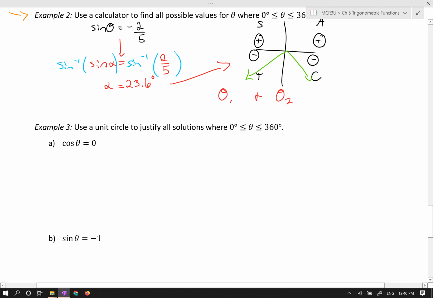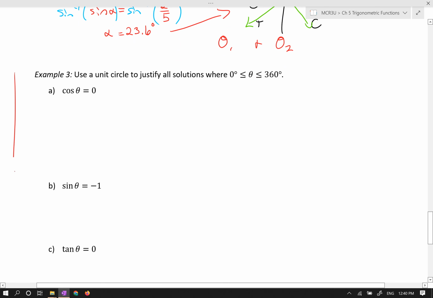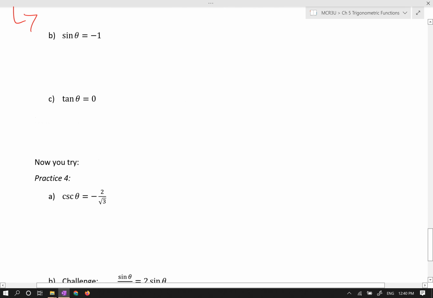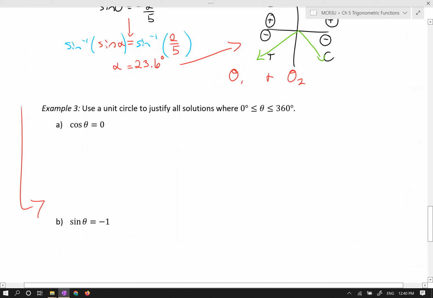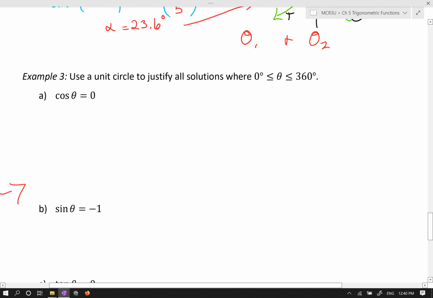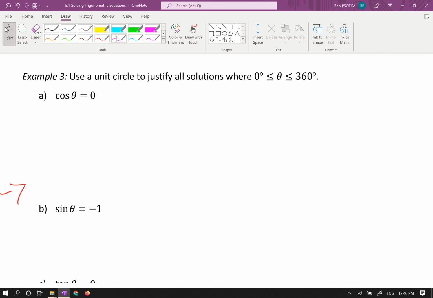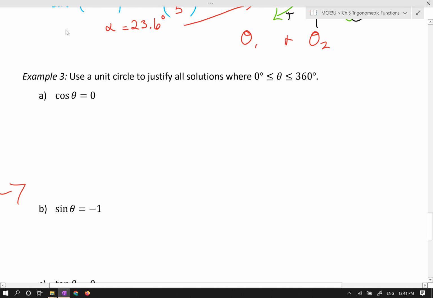We're going to jump in a little bit more. We'll just get to example 3, and then we'll have to call it quits for the lesson here. So example 3, this time we're going to be using a unit circle to justify our solutions. So we're looking for where the cosine of theta is equal to 0.